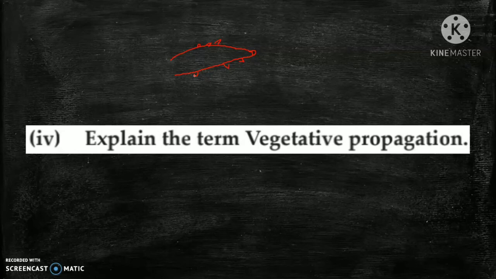Next point. In the case of plants like sugarcane and grass, vegetative propagation occurs with the help of buds present on nodes. If we look at a sugarcane or a grass plant, vegetative propagation occurs with the help of buds present on nodes. What are nodes?